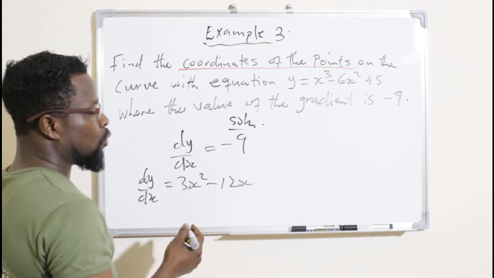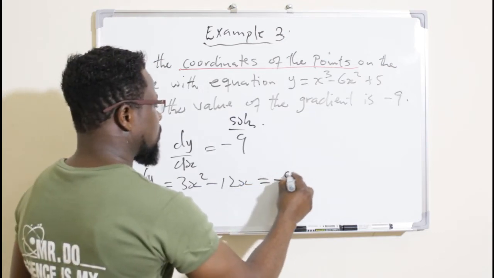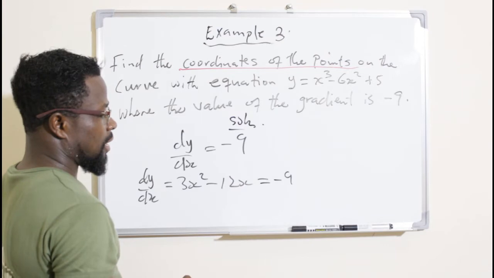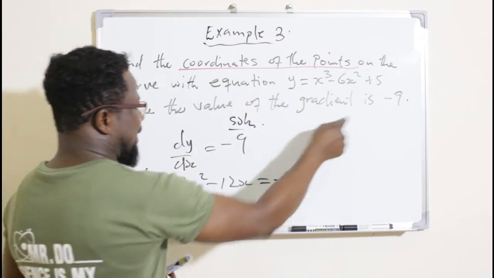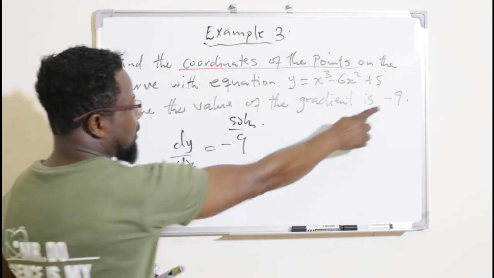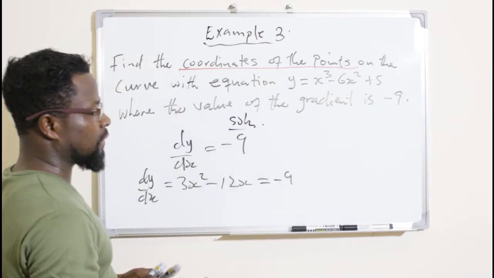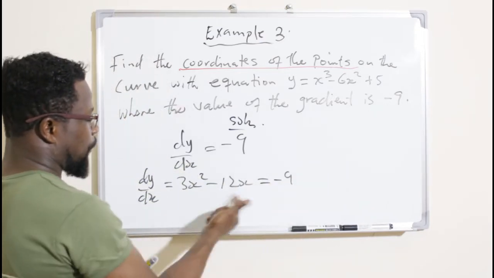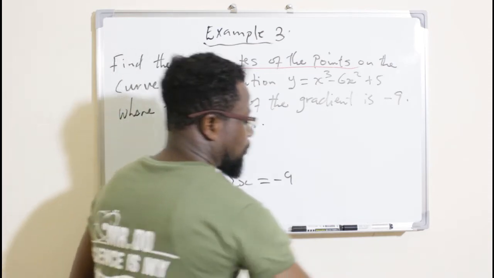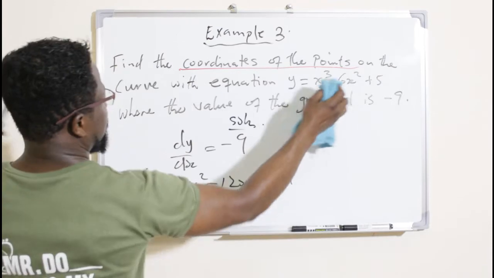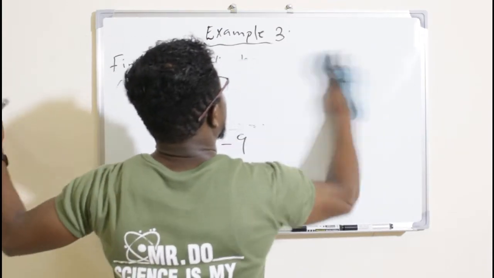So it must be equal to -9, and then I will be able to find the coordinate, because they said the gradient itself is -9. So that is equal to -9. Now I need to find the values there. To find the values, let's go ahead and solve that now.